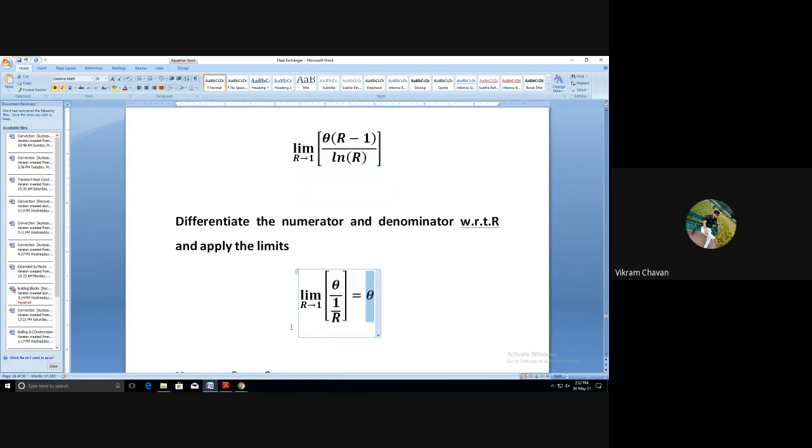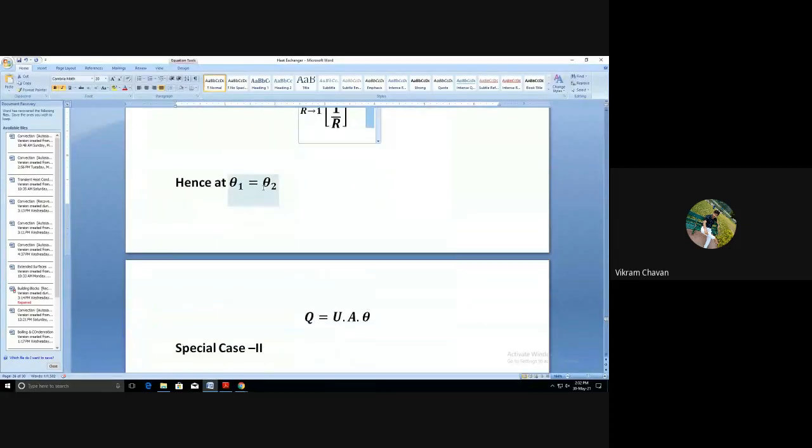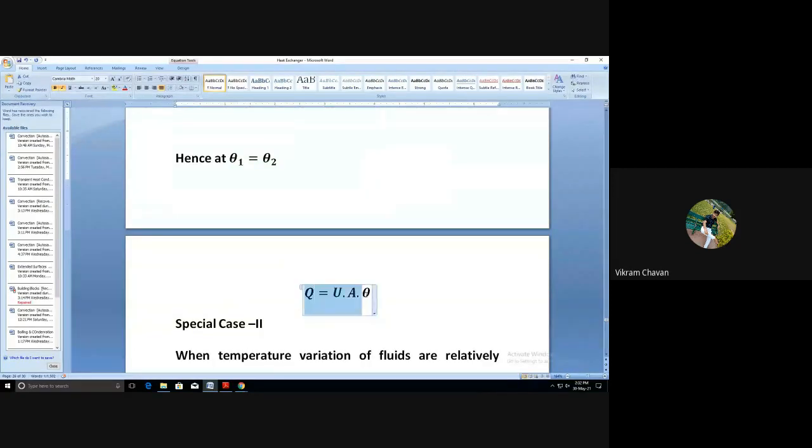So in this particular special case, that is when theta 1 is equal to theta 2, instead of considering LMTD, you can directly consider the theta, whatever the temperature difference value is there. That initial temperature difference or final temperature difference, whatever the value is, you can directly consider that value for the calculation of the heat transfer rate. Hence at theta 1 equal to theta 2, you can directly consider Q is equal to U multiplied by A multiplied by theta, where theta is the initial temperature difference or the final temperature difference.